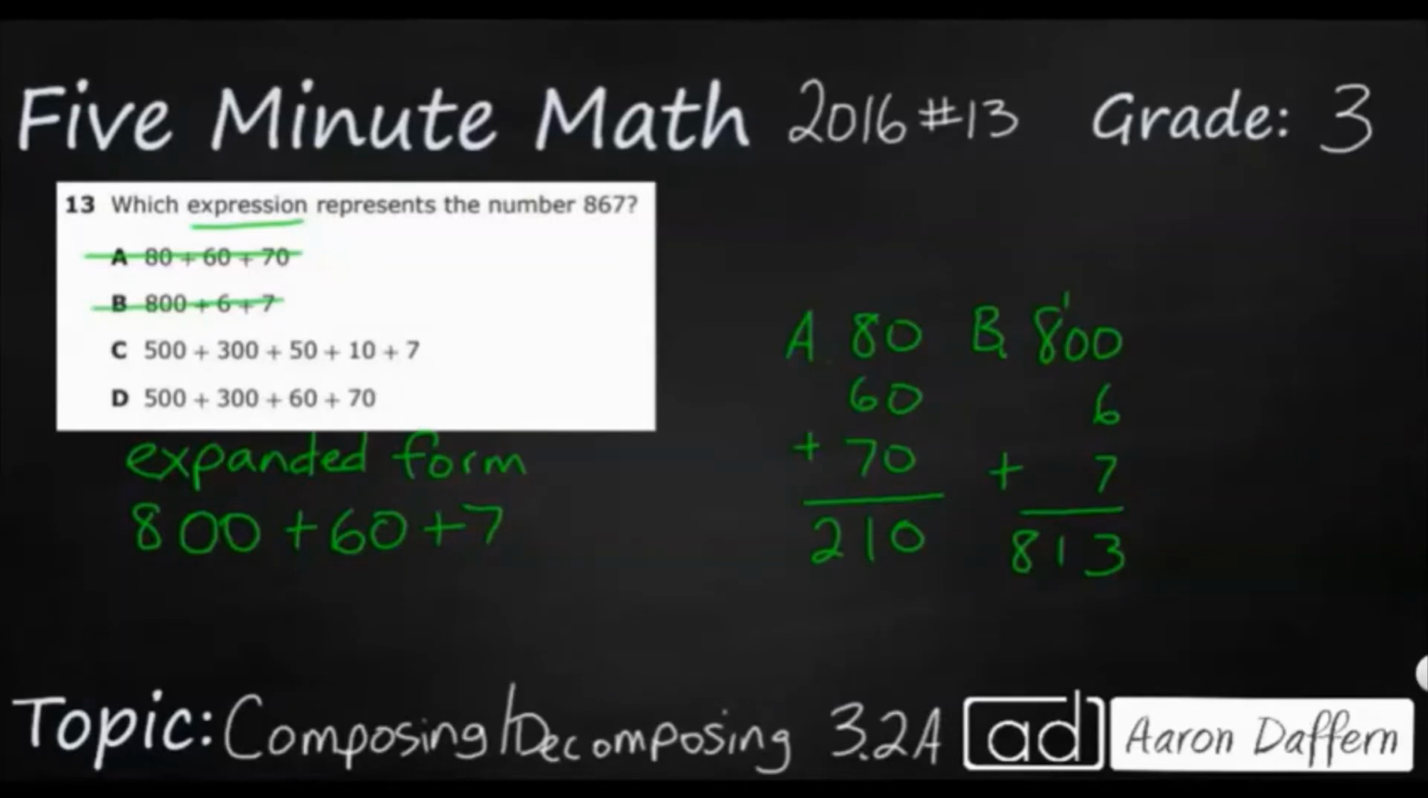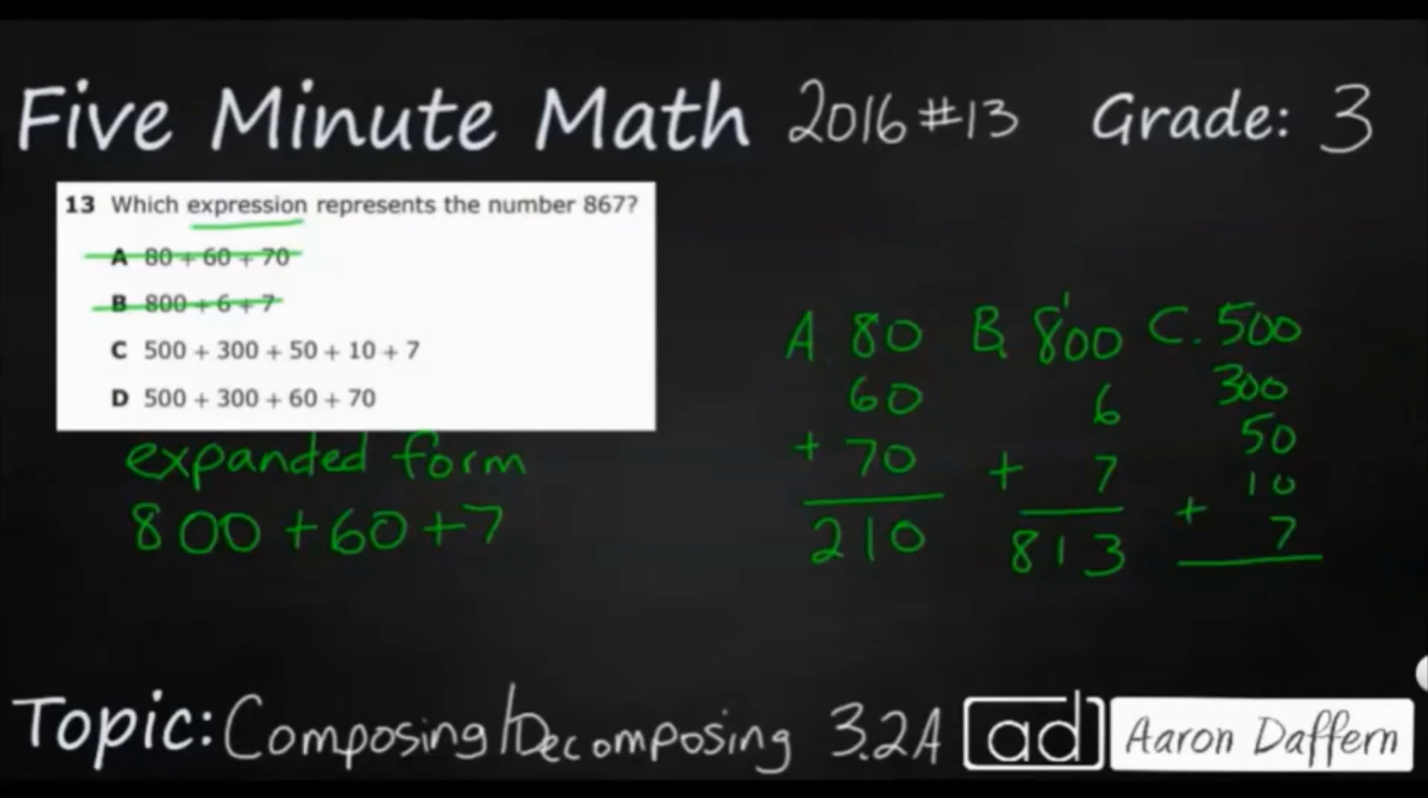Now C has got something a little bit strange. It's got a 500 plus a 300 plus a 50. I wonder where they're getting all this from. And a 10 and a 7. So let's work that out.